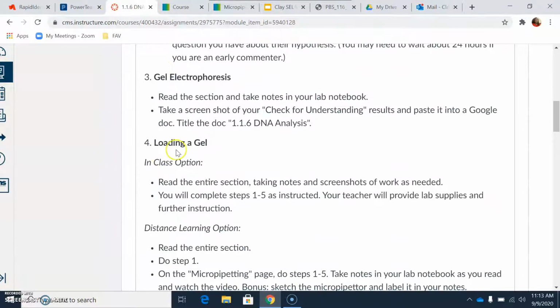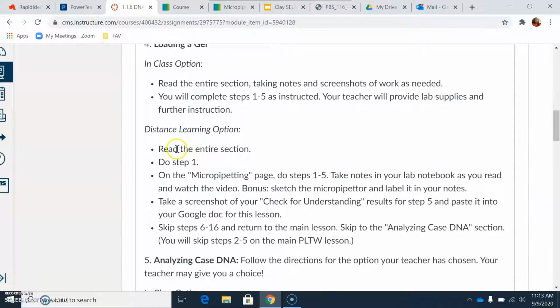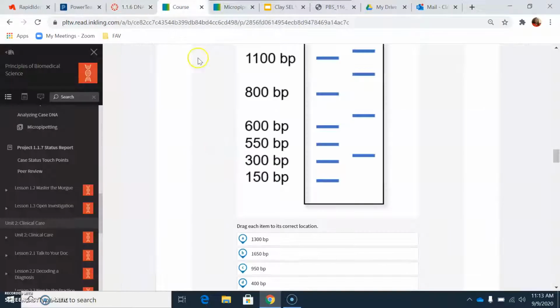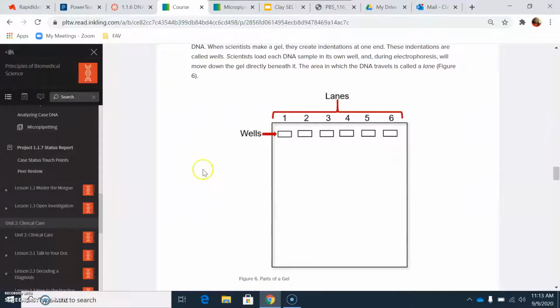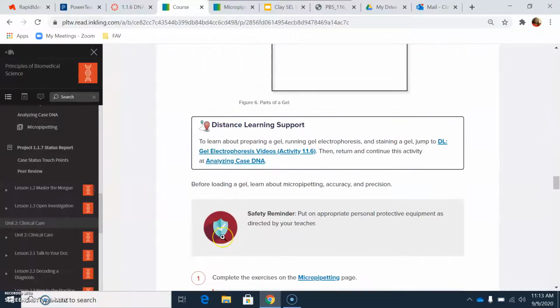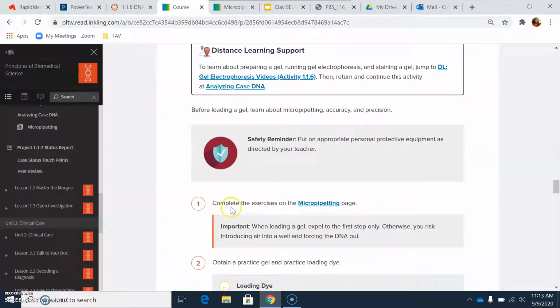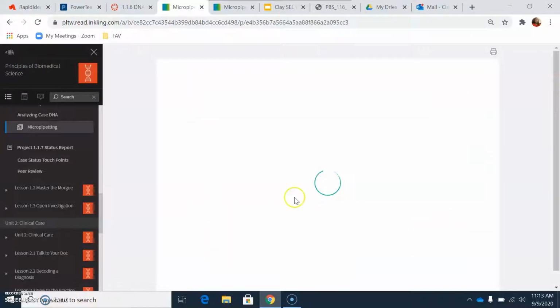Then step 4 is loading a gel. So again, we're not physically loading anything. So what you have to do is read the distance learning option, which is read the entire section. So you're going to read this entire section of loading a gel. And you're going to do step 1. Complete the exercise on the micropipetting page. You're going to click on this page.